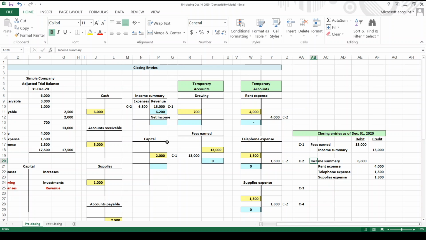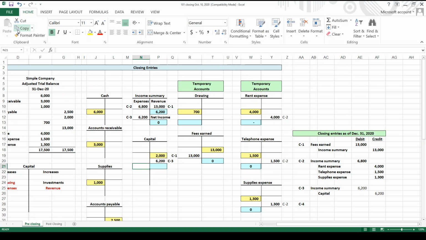Now, income summary at this point has a $6,200 credit balance. If you want to make it 0, we're going to need a debit. Yeah? Okay, so we'll debit income summary for the balance, which is $6,200, and we'll credit the capital account for $6,200. What's that going to do? That is going to make the balance in income summary 0. Yeah? And what else will happen? Let's drop the C3 over here, 6,200 into the capital account.